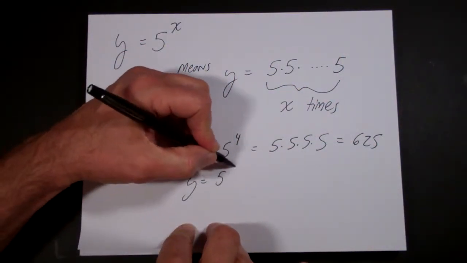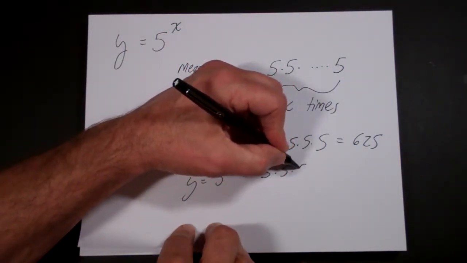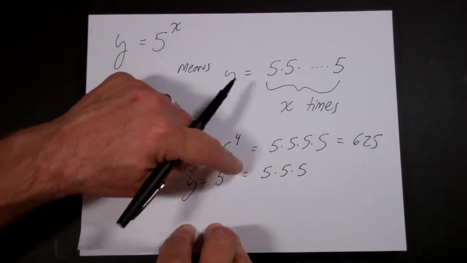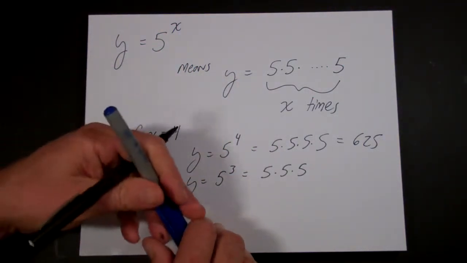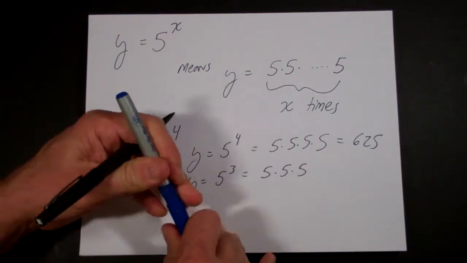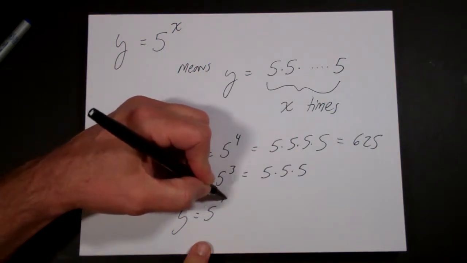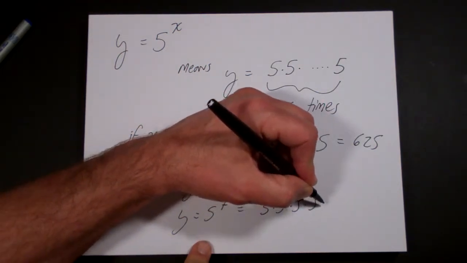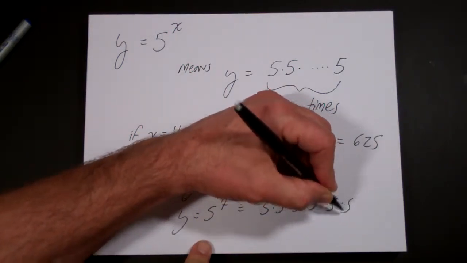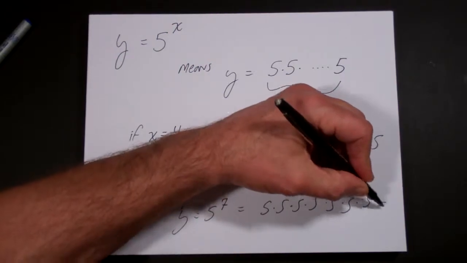y = 5^3 is simply 5 times 5 times 5, 3 times. The 3 here tells us that we multiply 5 times 5 times 5. That's what varies. And y = 5^7 would be 5 times 5 times 5 times 5 times 5 times 5 times 5. 1, 2, 3, 4, 5, 6, 7. And I can't do that one in my head.